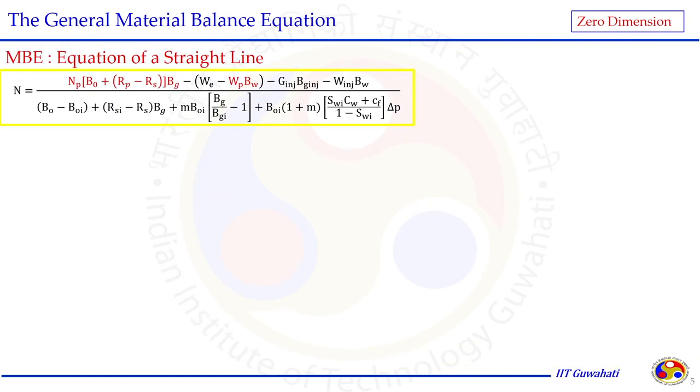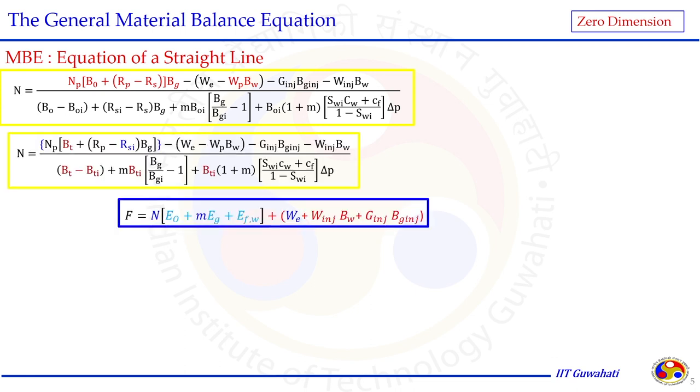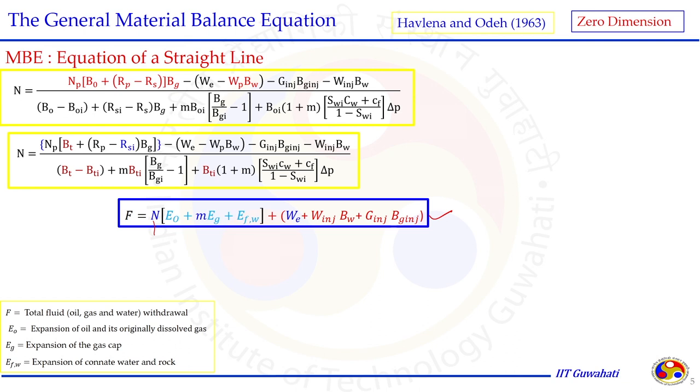So what we are going to discuss in today's class is that this material balance equation, which is based on a volumetric basis, can further be adjusted to get a linear relationship. This linear relationship in terms of F, N, and the other parameters was expressed by Havlena and Odeh in 1963. This straight line equation gives us a lot of flexibility to calculate the unknown parameters present in this equation. For example, the F term here is the total fluid withdrawal that is getting produced to the surface.